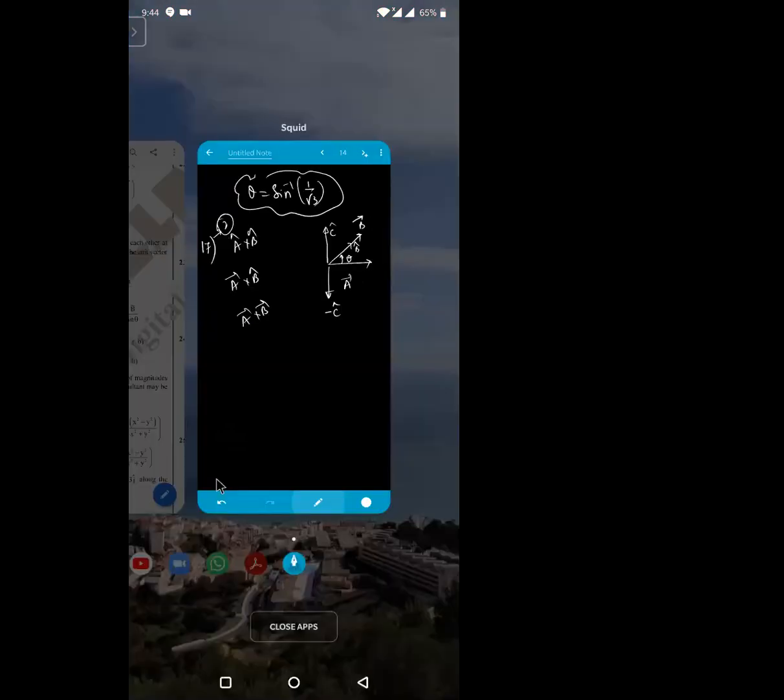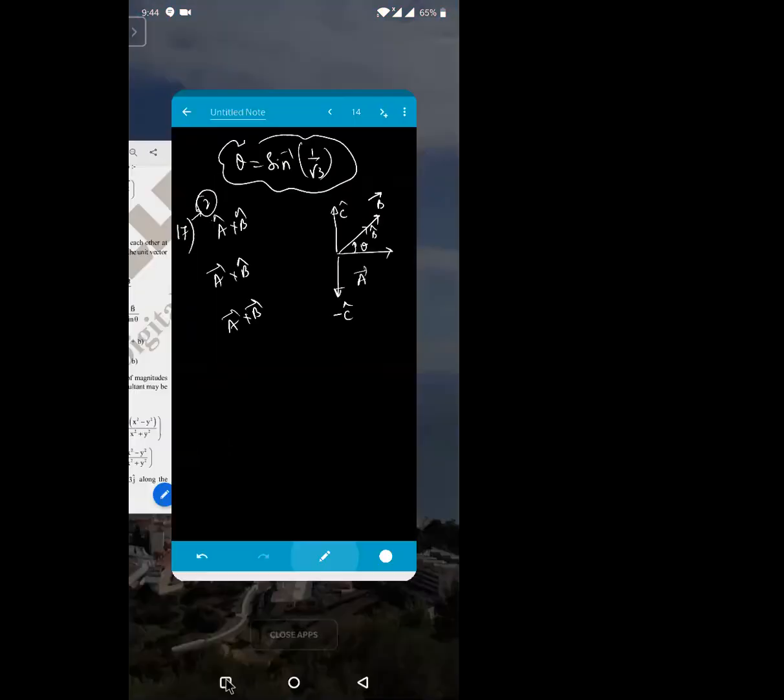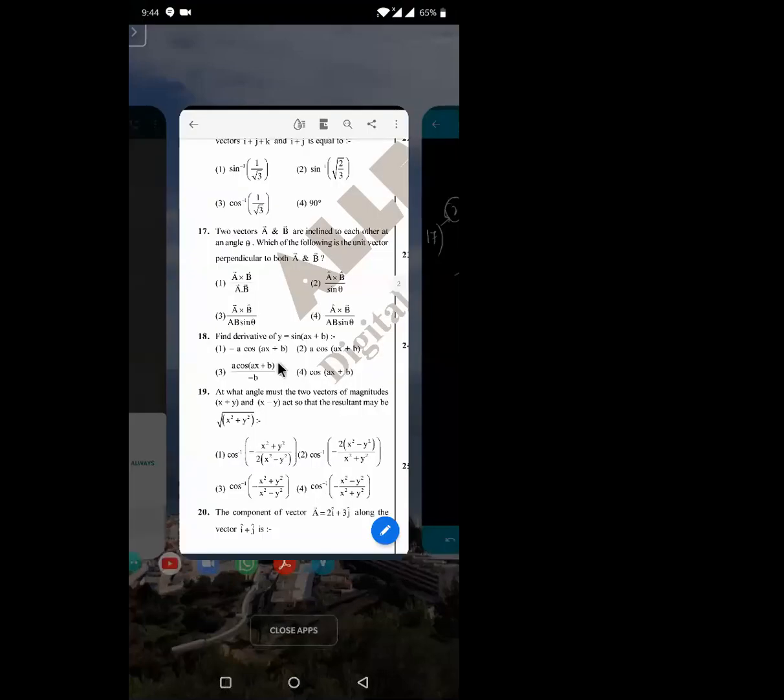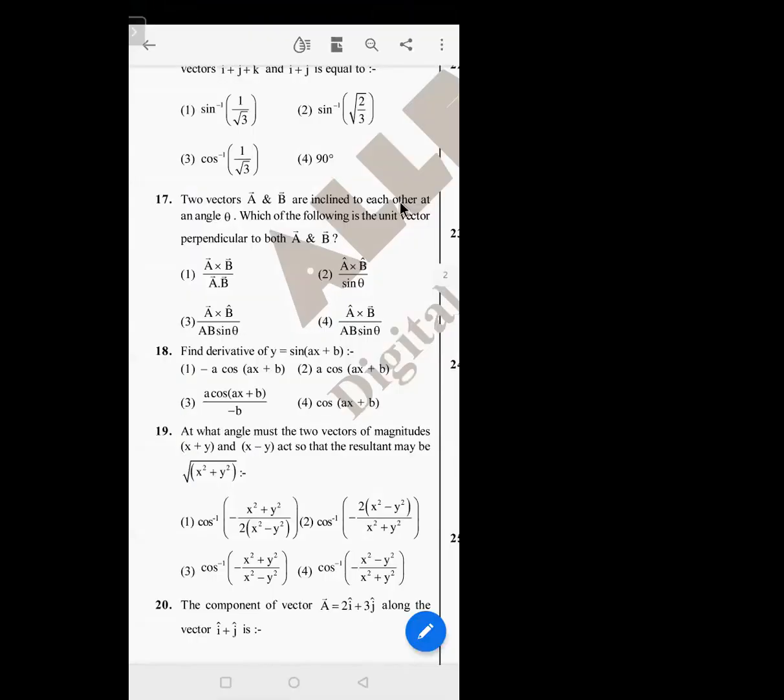चल फिर से एक मिनट समझाएंगे. Question देखो बेटा. Two vectors A bar and B bar are inclined to each other at an angle theta. Which of the following is a unit vector? Which is a unit vector होना चाहिए. That means the magnitude should be equal to how much for me? 1, and it should be perpendicular to both A bar and B bar.